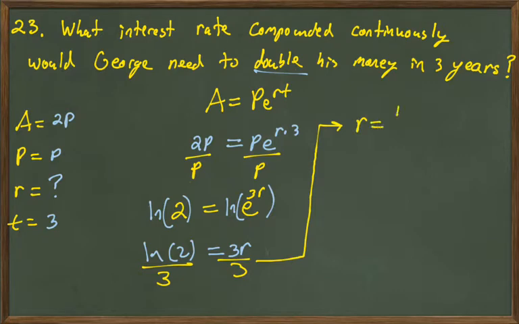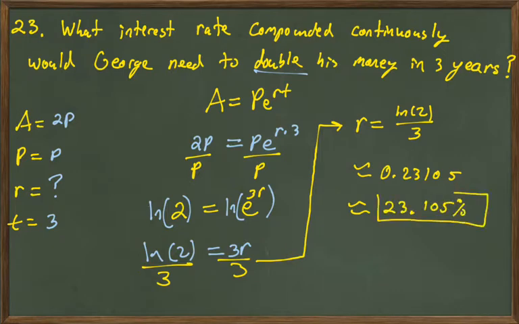And so our interest rate is going to be exactly ln of 2 over 3, which is about 0.023105. So if we want to convert that into a percentage, it'd be 2.3105%. And then it depends on how many decimal places they're asking for in the problem. So we'll give it a couple decimal places. Okay, all right. So that's it.